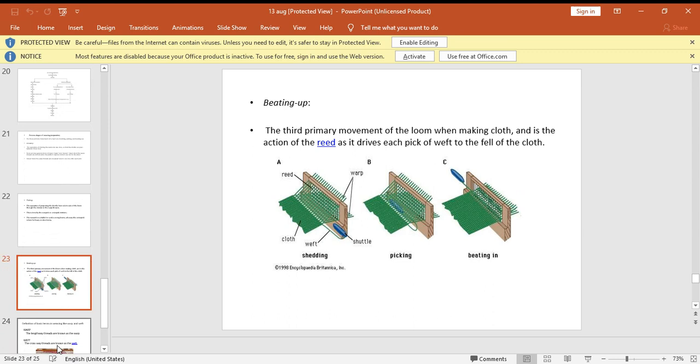And beat up, the third primary movement of the loom when making cloth, is the action of the reed as it drives each pick of weft to the fell of the cloth. And you can see here warp, weft, cloth, reed, and shuttle. And this is the shedding, this is the picking, and this is the beat up.